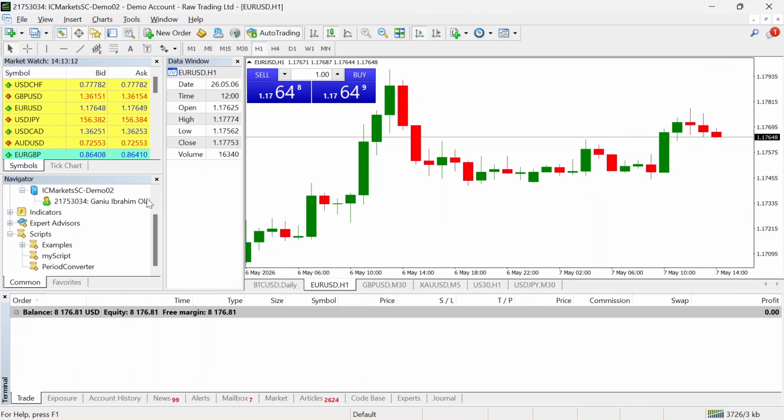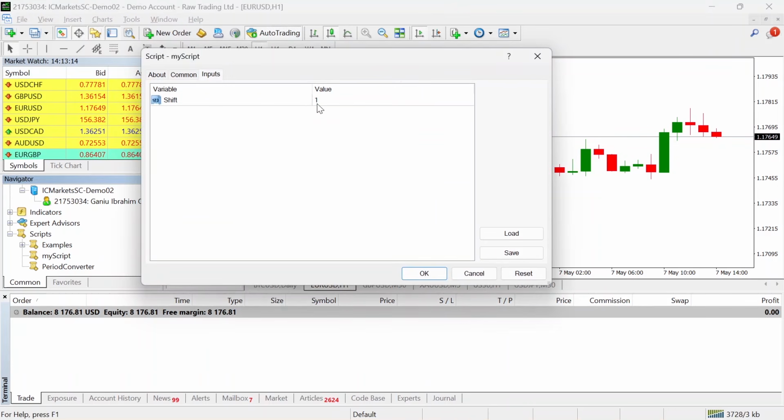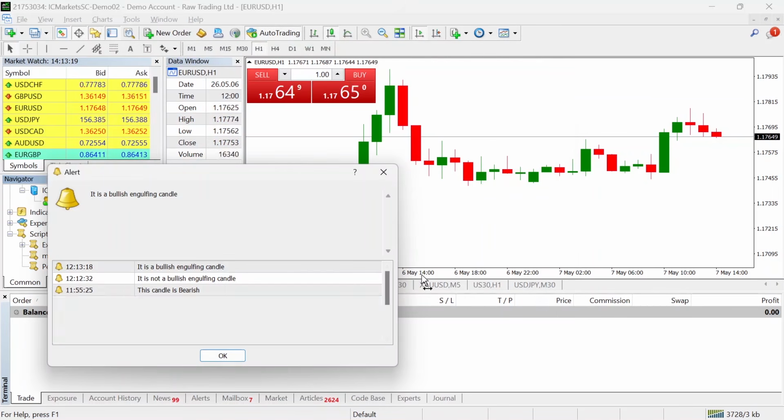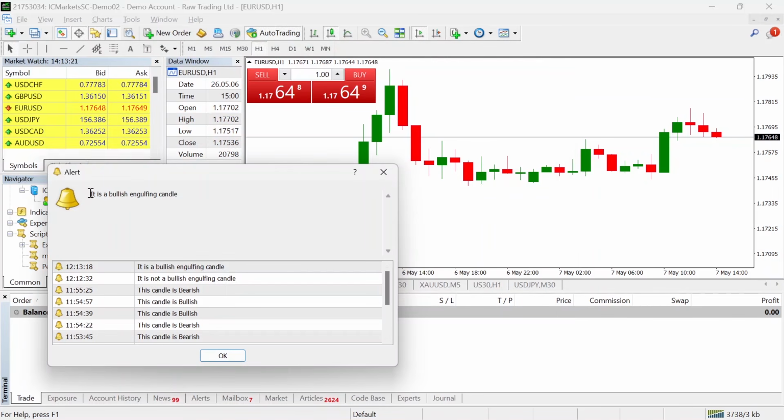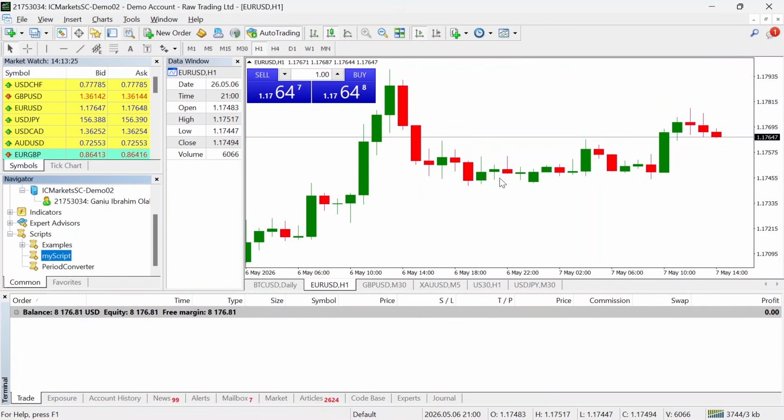So let's quickly go back. Then we launch. We can now specify index 4, right? Then if I say okay, let's see. You can see it is telling me that yes, it is a bullish engulfing candle, and of course it is a bullish engulfing candle.